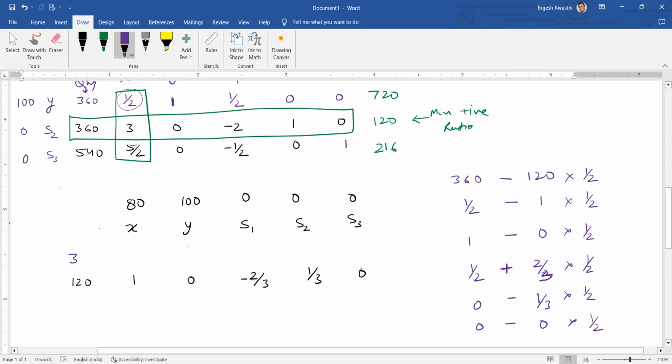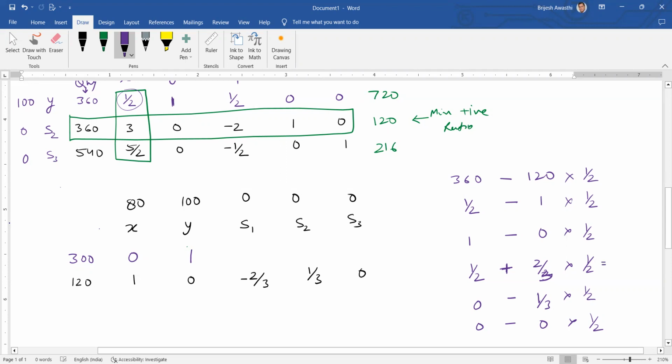300. Right. 1 into half is half. Half minus half is 0. 0 into half is 0. 1 minus 0 is what? 1. And in this case, 2 by 3 into 1 by 2.